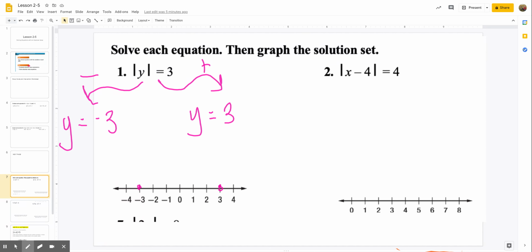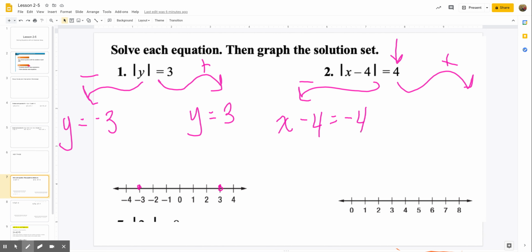And boom, we're done with that one. Same thing here, you're going to do a negative journey and a positive journey. So on the negative journey, drop the absolute value, and you're going to make whatever it equals negative. On the positive side, you're going to copy it exactly as you see it, just without absolute values.